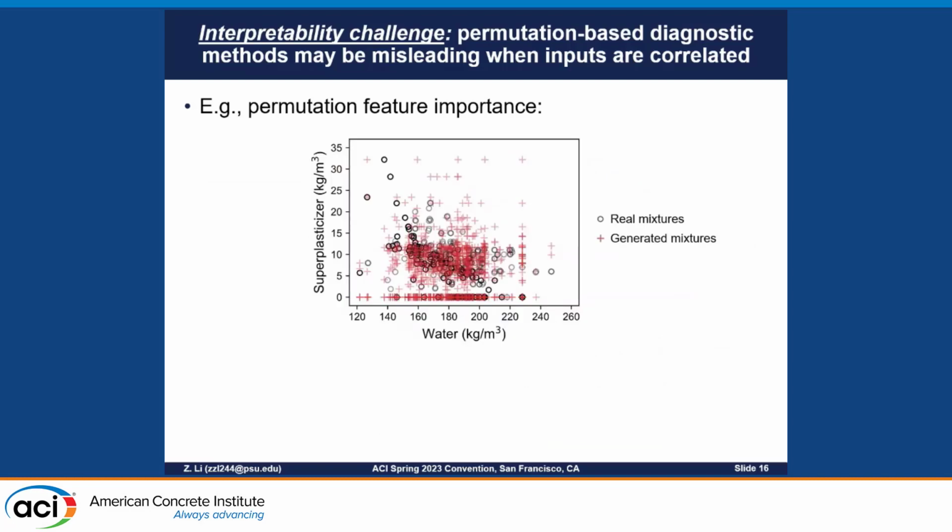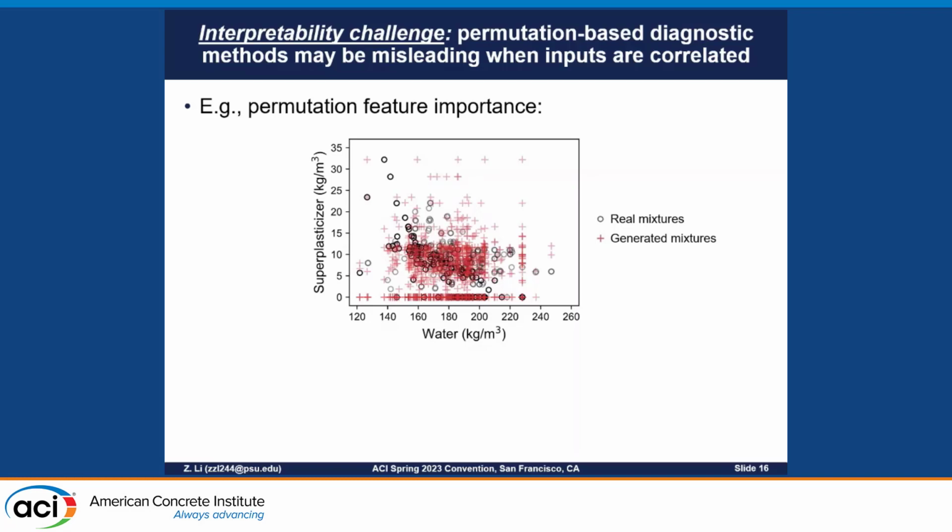But when we look into this figure showing the relationship of superplasticizer and water, we might find some issues here. The red circles represent the real data set, and they show an inverse relationship between superplasticizer and water. This makes sense because one of the objectives of using superplasticizer is to reduce water.